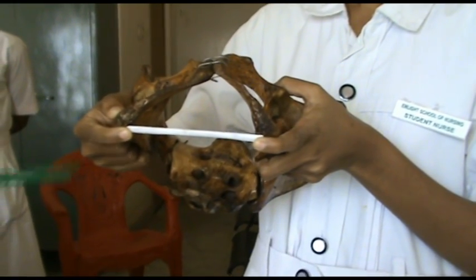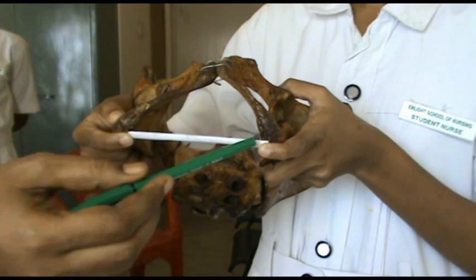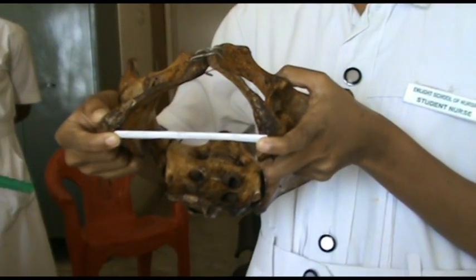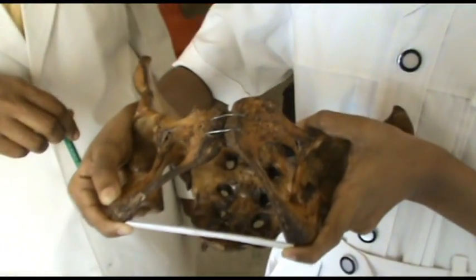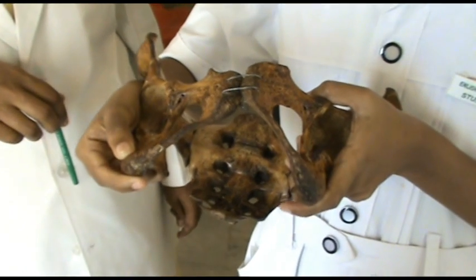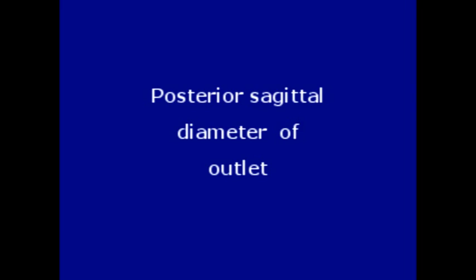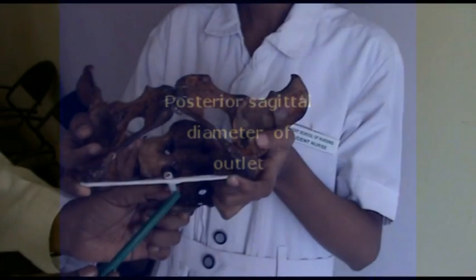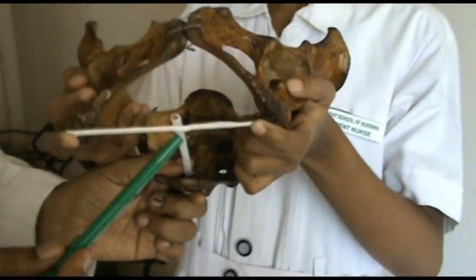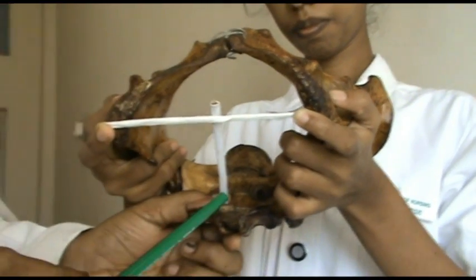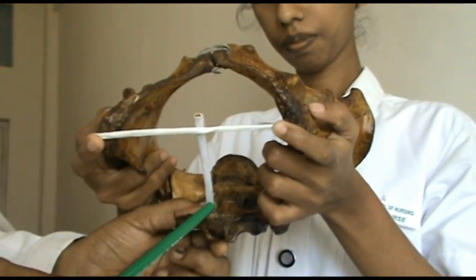The second one is the transverse diameter between two ischial tuberosities, which is equal to 9.5 to 10 centimeters. The third one is the posterior sagittal diameter from the midpoint of the transverse diameter to the tip of the sacrum, which is equal to 7.5 to 8 centimeters.